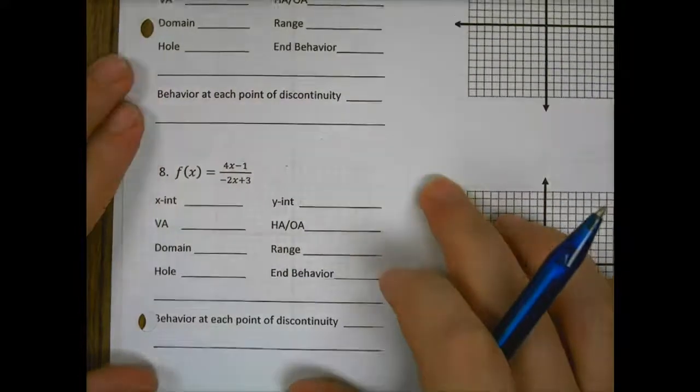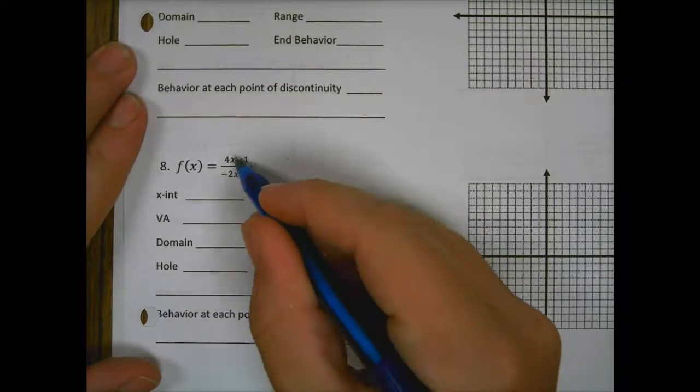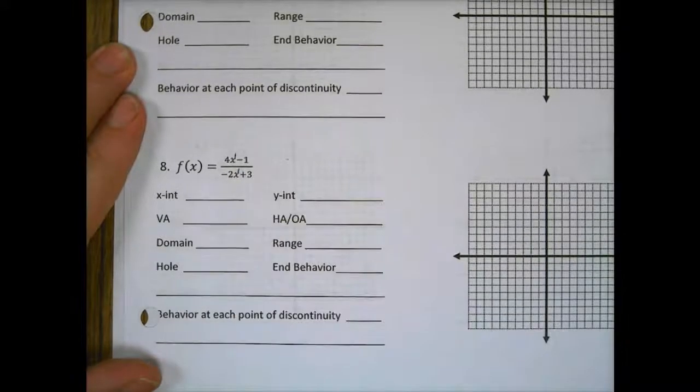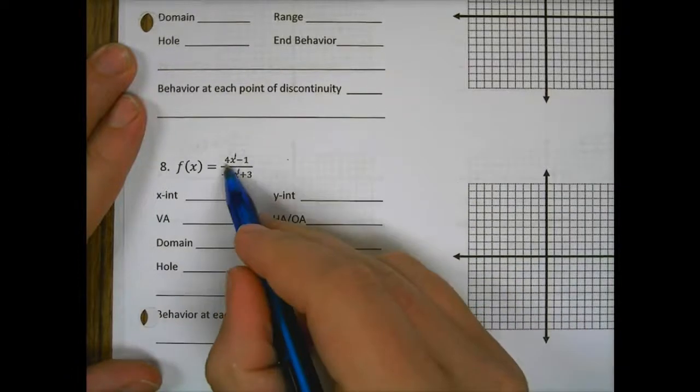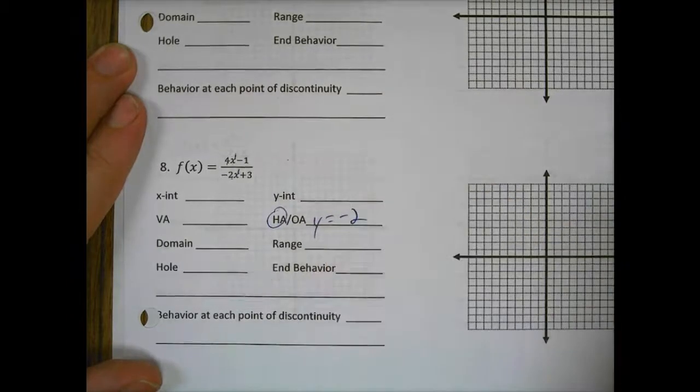I'll talk to you real quick about number 8 and our horizontal asymptote here. Again, the powers are the same. We have x to the first and x to the first, so don't forget you're taking your coefficients. So 4 divided by negative 2 would give us a horizontal at y equals negative 2.